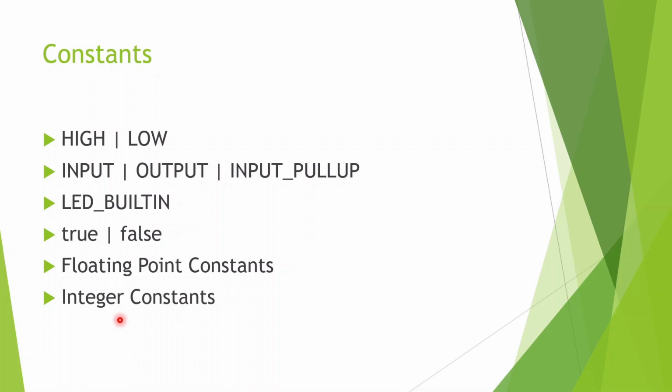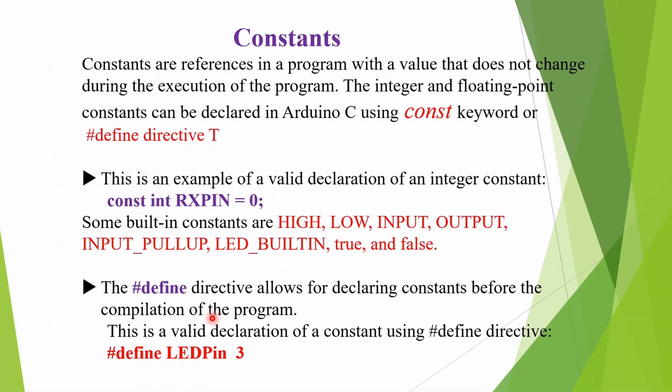Floating point constants, integer constants. Integer constants include data that is integer, binary, hexadecimal and octal. We are going to learn the details about the constants here, but before that, what is a constant? Constants are references in a program with a value that does not change during the execution of the program. So integer and floating point constants can be declared in Arduino C using two ways.